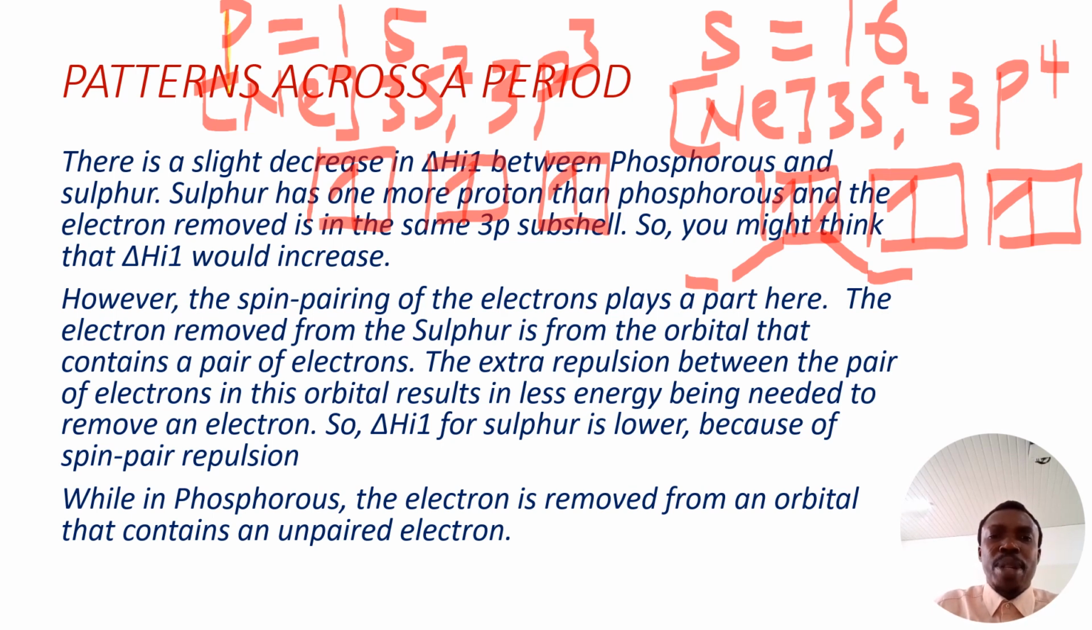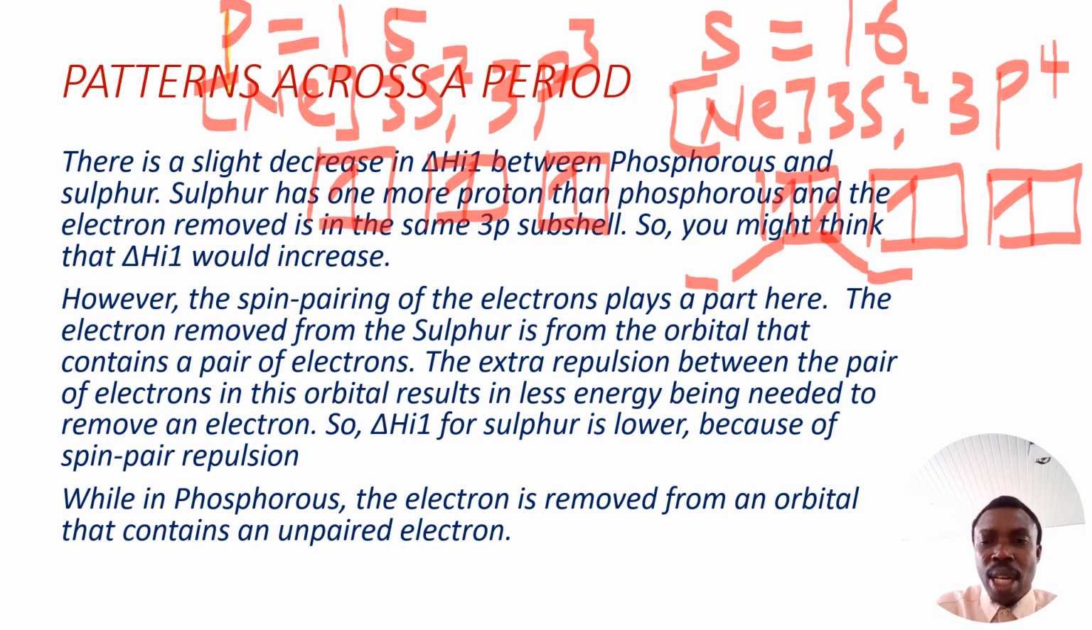The electron removed from sulfur is from the orbital that contains a pair of electrons. The extra repulsion between the pair of electrons in this orbital results in less energy being needed to remove an electron. So the first ionization energy for sulfur is lower than that of phosphorus because of spin pair repulsion. While in phosphorus, the electron is removed from an orbital that contains an unpaired electron. More energy is needed to remove an electron from an unpaired orbital compared to a paired orbital in sulfur, as a result of spin pair repulsion.